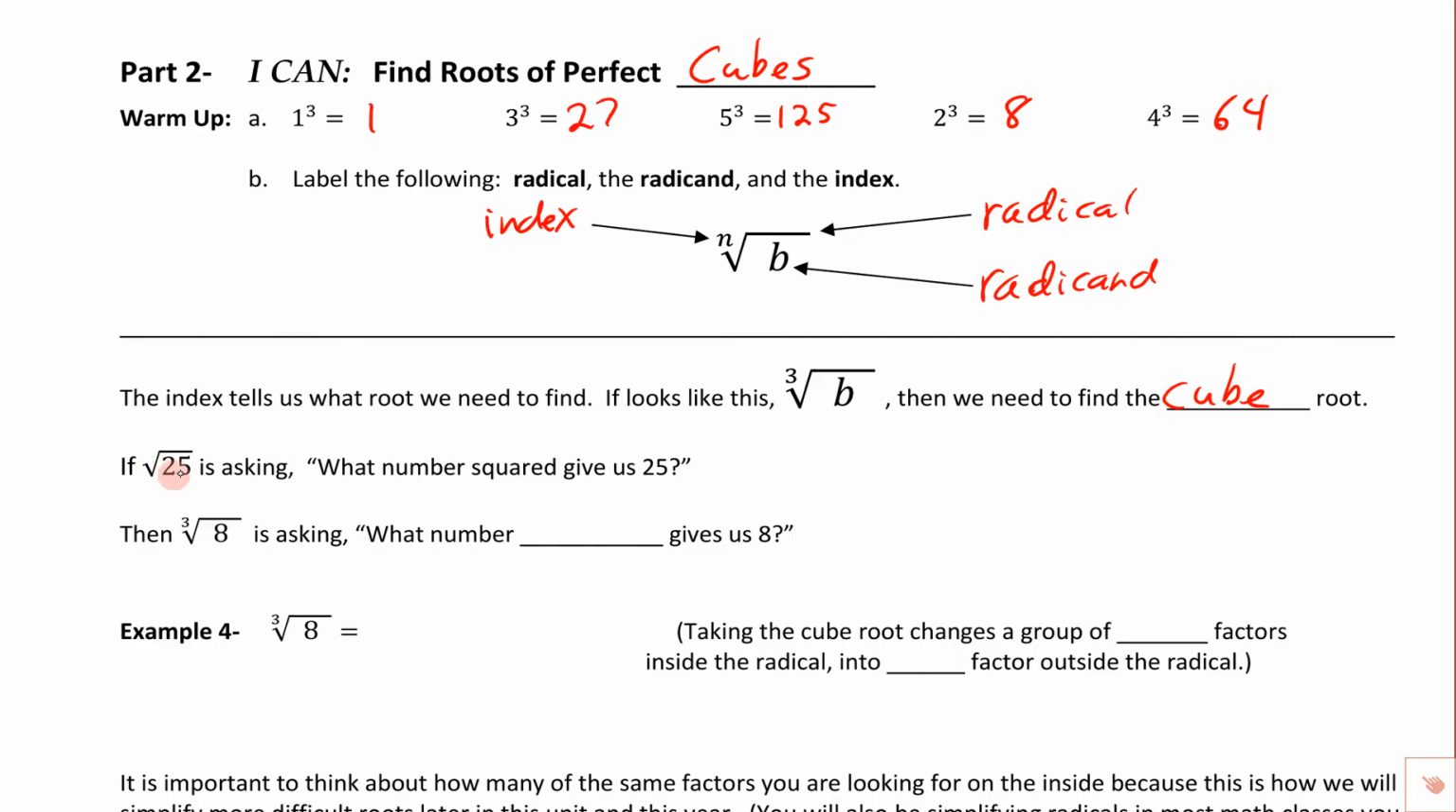So if the square root of 25 is asking what number squared gives us 25, remember that radical is asking a question. If the index is 2, it's asking for the square root. So what number squared gives us 25? Then the cube root of 8 is asking this. It's asking what number cubed gives us 8. So let's take a look at this right here and let's figure out how to do this. It's asking what number do we cube in order to get 8.